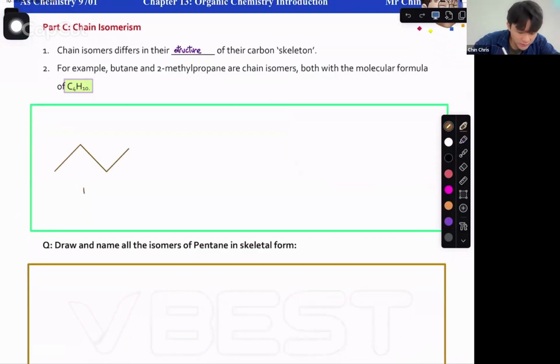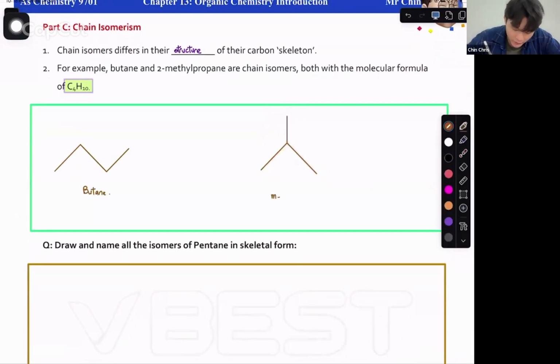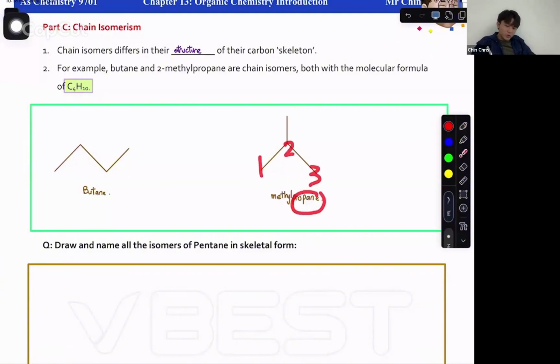This we call butane. I can also draw a 3-carbon chain, 1, 2, 3, and connect a carbon to the third one here to turn into a Mercedes shape. This we call methylpropane. Sorry, methylpropane, not propane methyl. Okay, methylpropane. The longest chain is propane with 3 carbons, and you have a methyl group present.